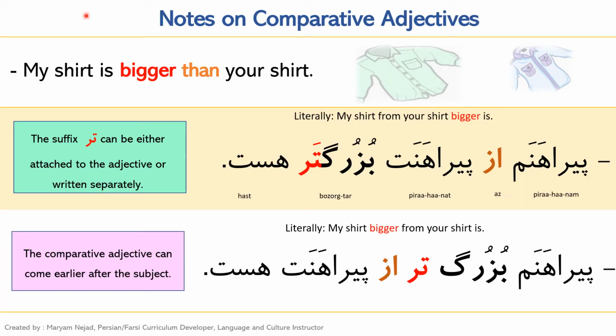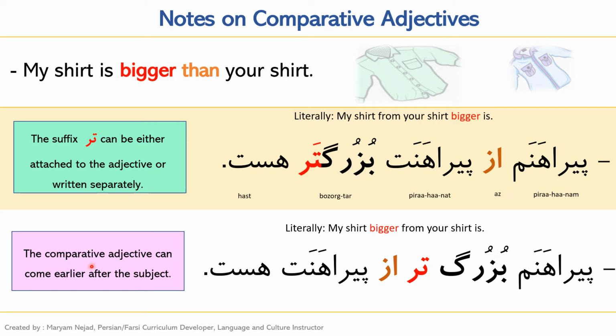There are two things that you need to know with comparative adjectives, and we are using the same example. The first thing is that the suffix tar can be either attached to the adjective or it can be written separately. For example, here you see bozorgtar, the suffix is attached to the adjective, but in this example it is written separately. So there's really no difference which one. But I would say as a general rule, the smaller the adjective, usually the suffix is attached, but if the adjective is longer, then maybe it's written separately. But again, there's no rule for that.